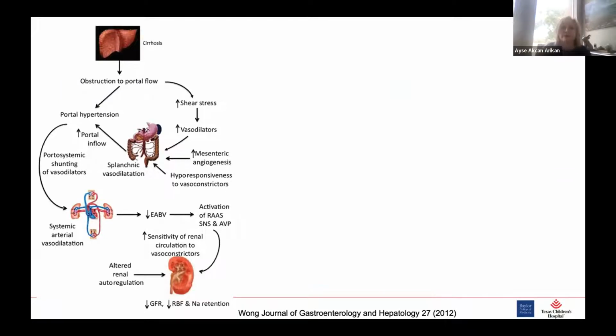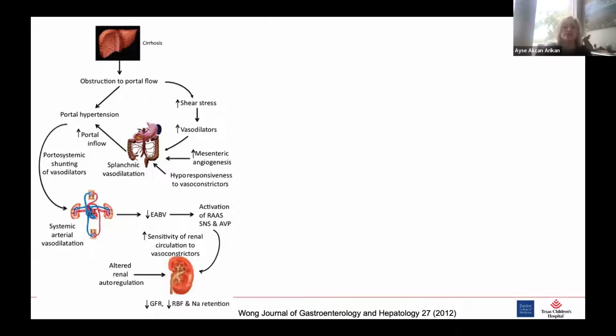So the typical pathophysiology is when we have cirrhosis, the obstruction to portal flow creating splanchnic vasodilatation. This could happen through hydrostatic pressure changes with portal inflow increasing and portal hypertension creating backflow into the splanchnic circulation, but also it is mediated through vasodilators and angiogenesis that happens in the mesentery with abnormal response to vasoconstrictors.